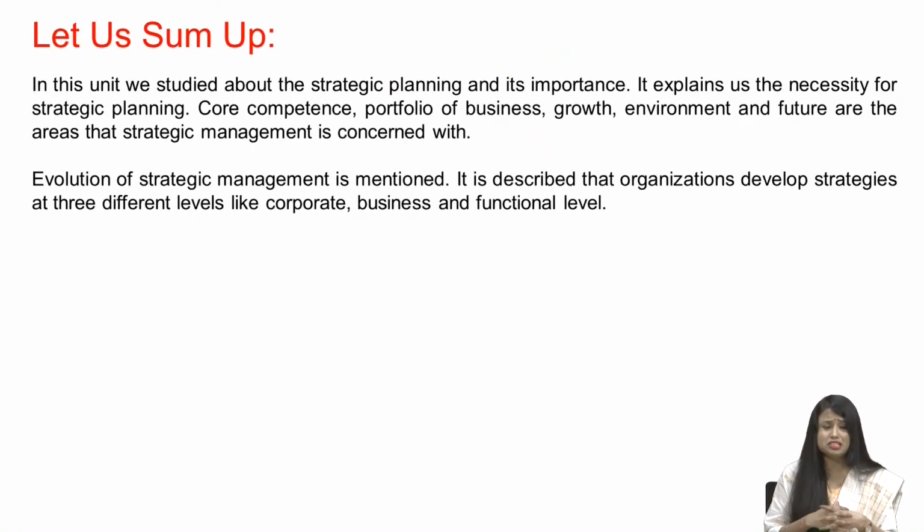In this unit we studied strategic planning and its importance. It explains the necessity for strategic planning; core competence, portfolio of business, growth, environment, and future are the areas that strategic management is concerned with. Evaluation of strategic management is also mentioned in this unit, right? We have come across all three levels: it starts with the top management, the corporate level, then the business level, and then the functional level as well, right? In our next lecture we will come to know all about the strategic management process.